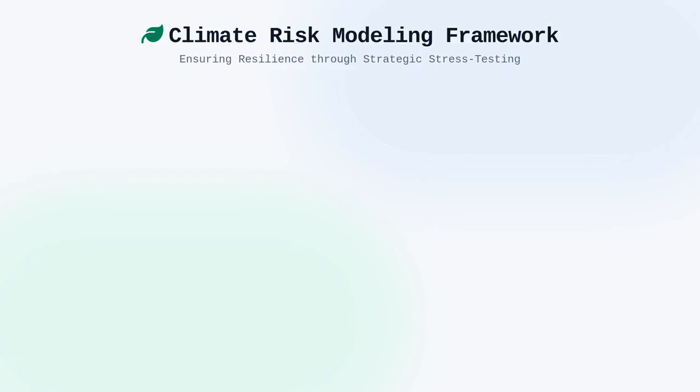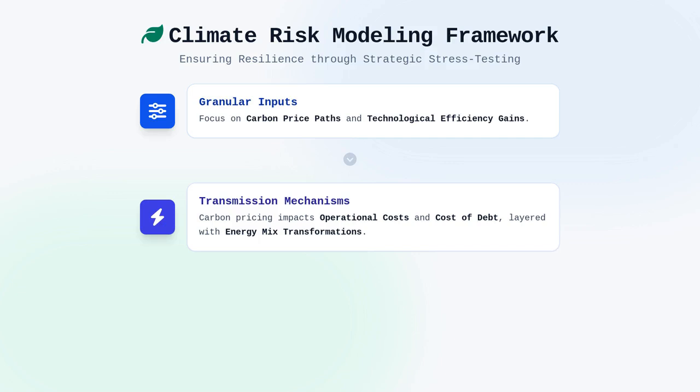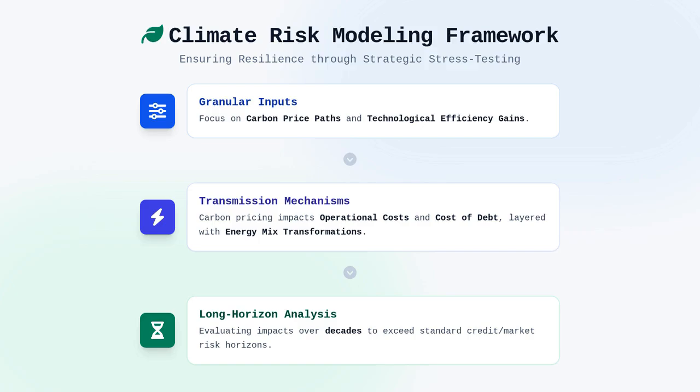When building these models, we must consider the granularity of our inputs, particularly regarding carbon price paths and technological efficiency gains. Carbon pricing acts as the primary transmission mechanism for transition risk, affecting everything from operational costs in manufacturing to the cost of debt for high-emitting enterprises. We then layer energy mix transformations on top of these prices to see how shifts away from coal or gas affect the profitability of specific assets over long time horizons. These long durations are crucial because climate impacts often manifest over decades, far exceeding the typical risk assessment horizon for credit or market risk desks.